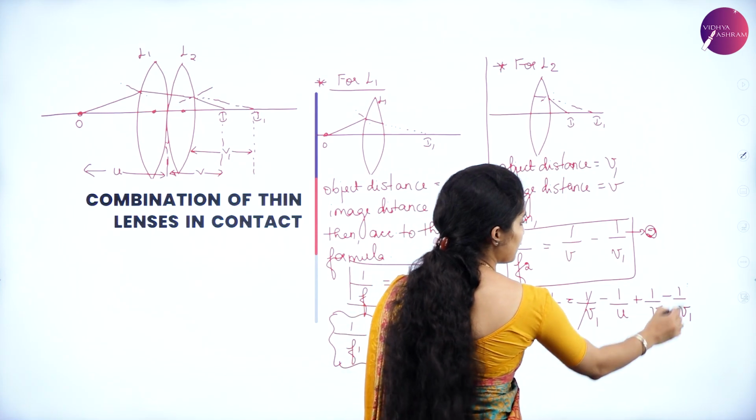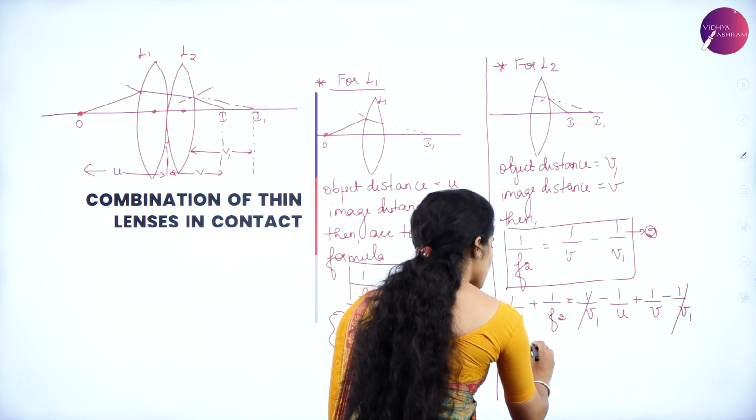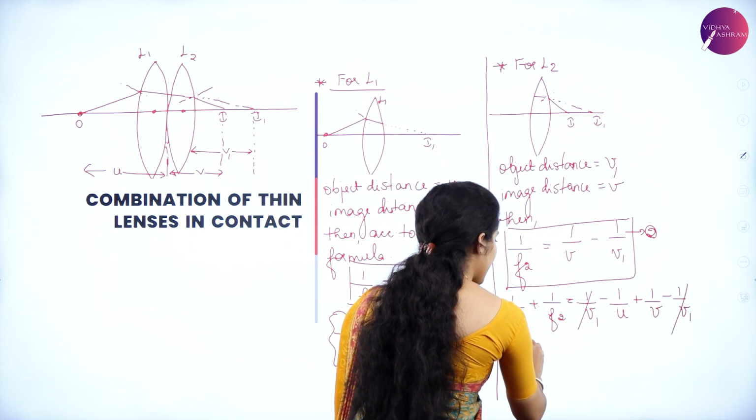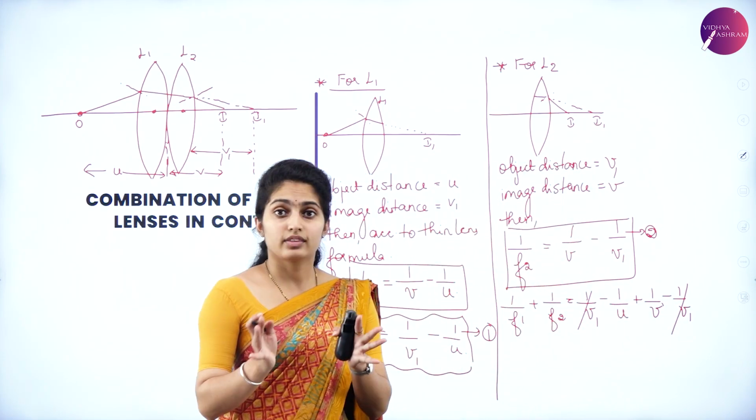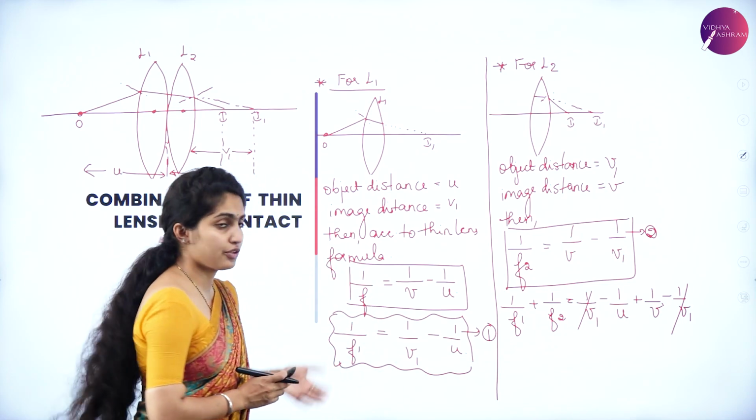Minus 1 by v1 and plus 1 by v1 cancel out. So what remains is 1 by f1 plus 1 by f2 is equal to 1 by v minus 1 by u. This we are talking about for the combination of the lenses.